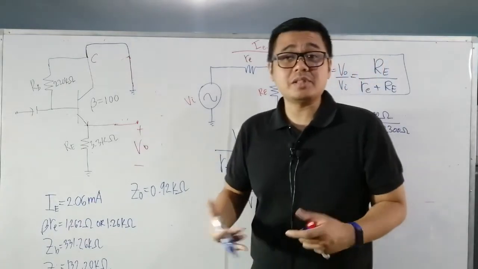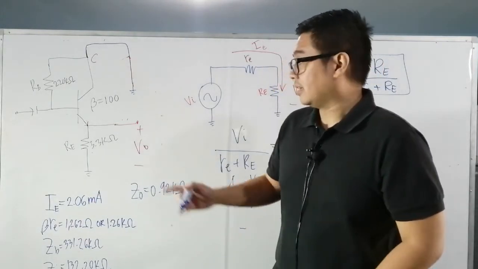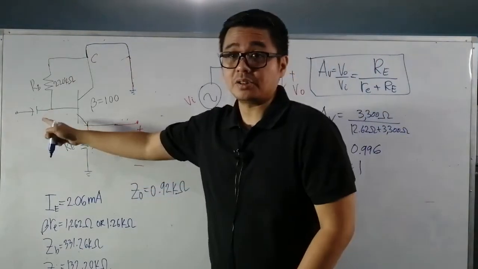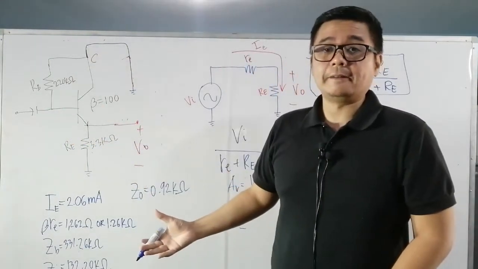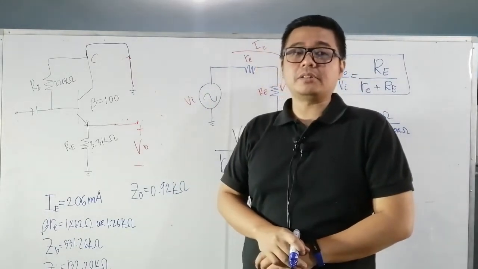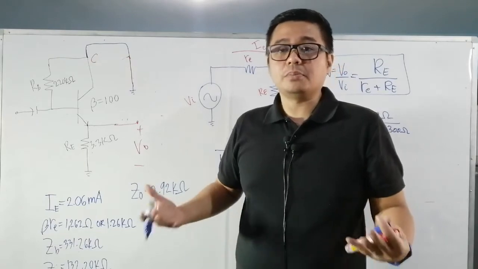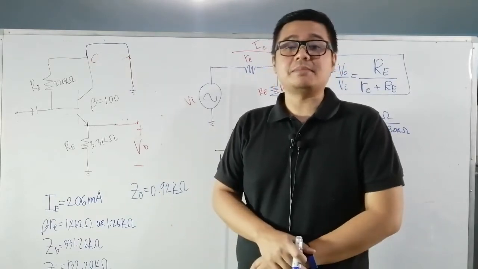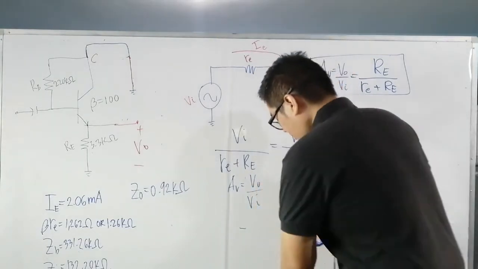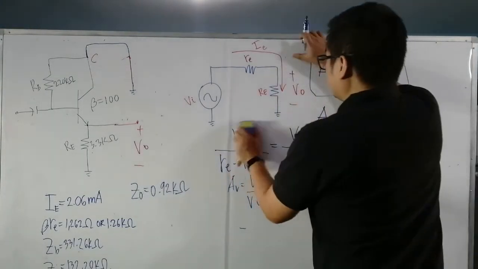But again, as I've said, anong silbi nun? Bakit ginagamit pa natin yung common collector configuration? Kung ano pala ipinasok, yun din yung lalabas. Again, the purpose of the common collector configuration or the common collector circuit is to act as an impedance matching circuit or impedance matching device. So let me just recap on that para mas maintindihan natin.